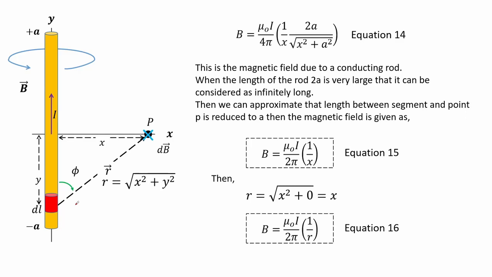This is the magnetic field due to a conducting rod. When the length of the rod is very large, so that it can be considered infinitely long, we can approximate that the length between the segment and point P is reduced to a. Then the magnetic field is given as equation 15. Since x is just our distance, we can write this as equation 16.